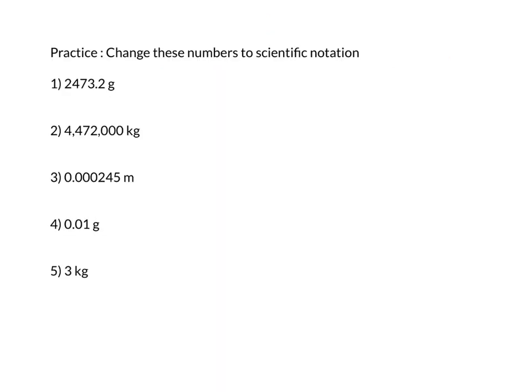All right, we're almost finished. Let's just do some practice together, okay? So practice. Change these numbers to scientific notation. Numbers 1 to 5. Go ahead and change these numbers to scientific notation. Go ahead and pause the video and try to do it, and then play the video when you are finished to check your answers. Pause now.